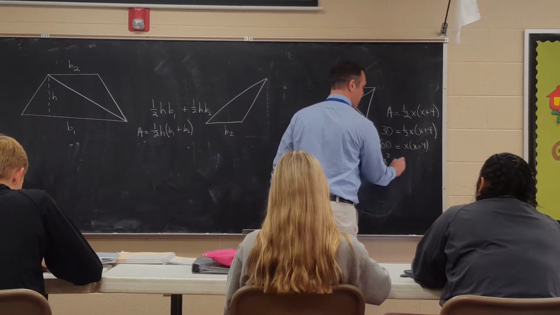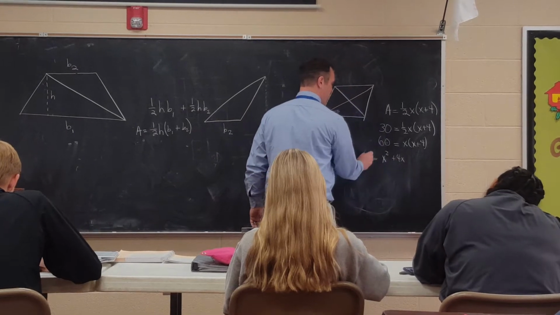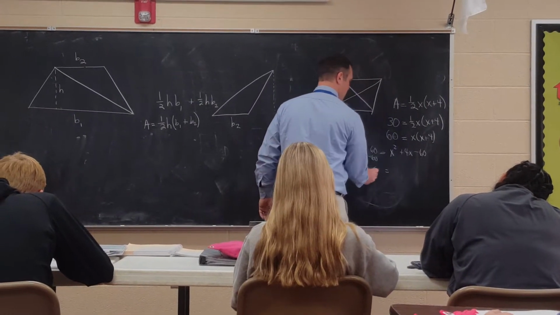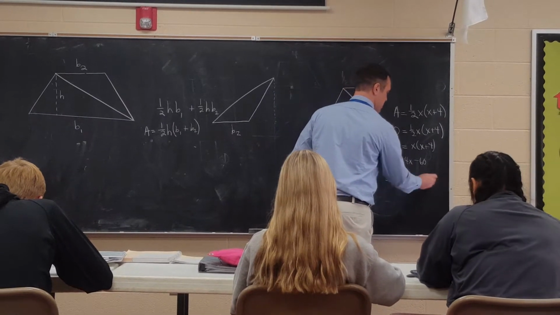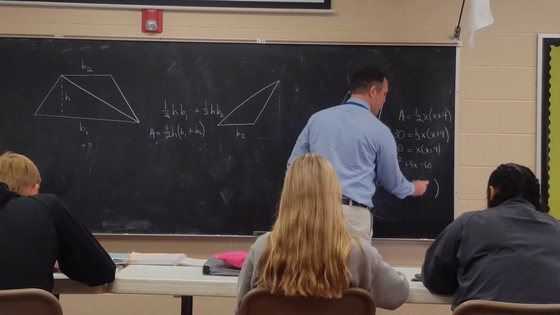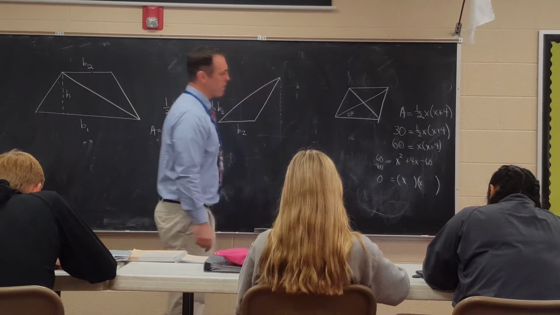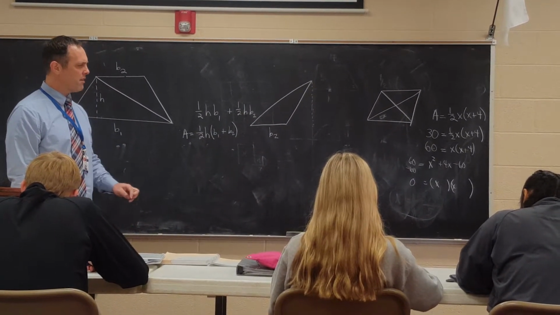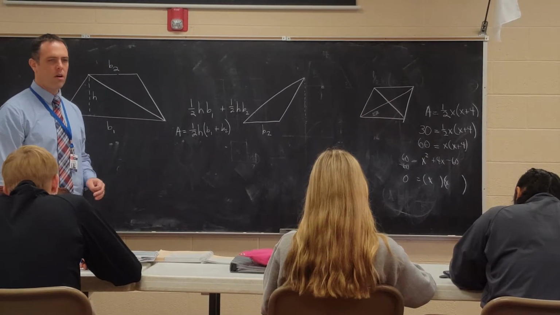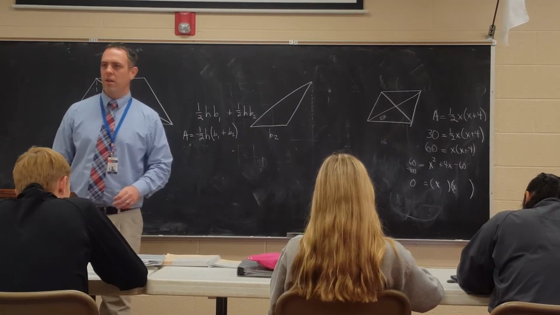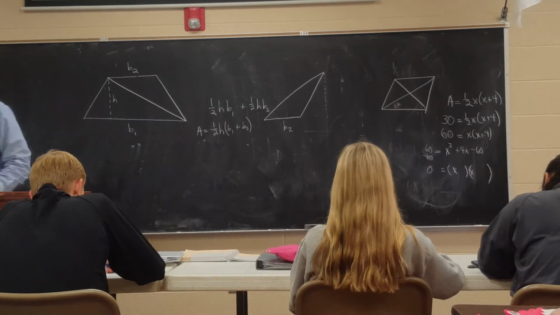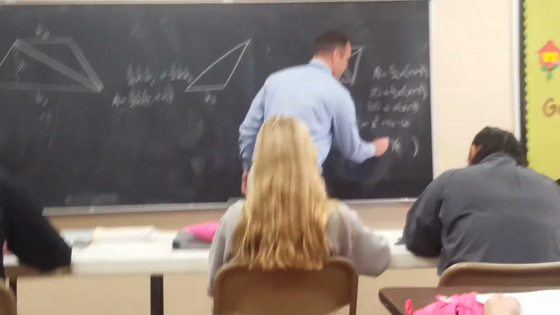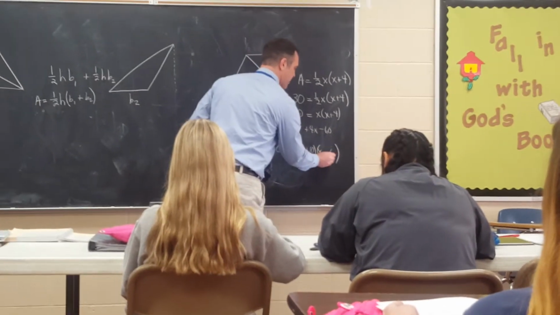So you get x squared plus 4x, and then we would subtract 60 from both sides. And then factor this. Two numbers that multiply to be -6, whose difference is 4. I'm sorry, multiply to be -60, whose difference is 4. Think of it. Pretty good. Okay, so x plus 10 and x minus 6.